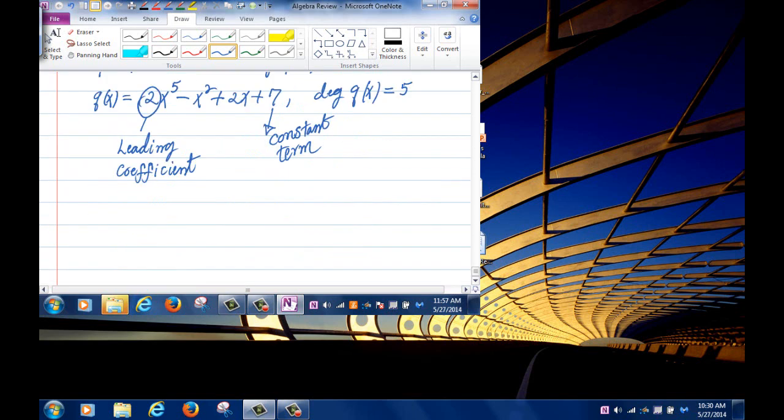And x to the 5 is called what? X to the 5 is called the leading term, okay? Leading term is x to the 5. If you have a polynomial, the leading term is the highest power of x. The leading coefficient is the coefficient of the leading term. And then your constant term is the term with no x, right? 7.